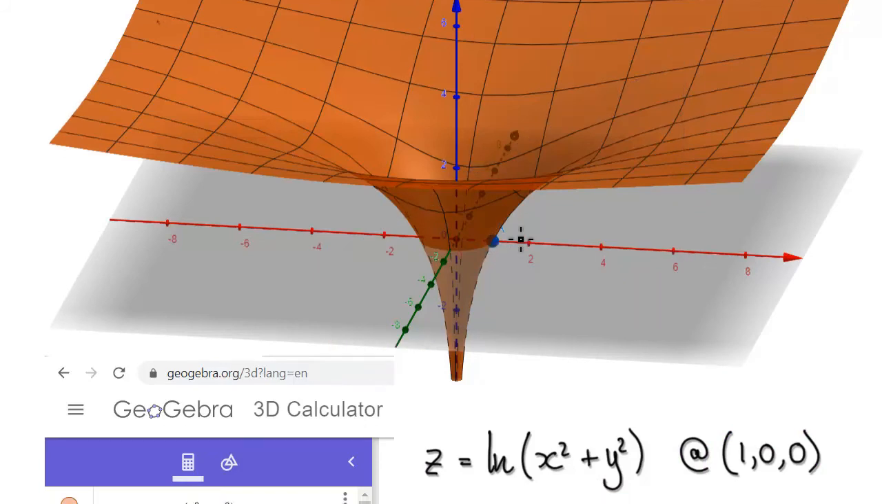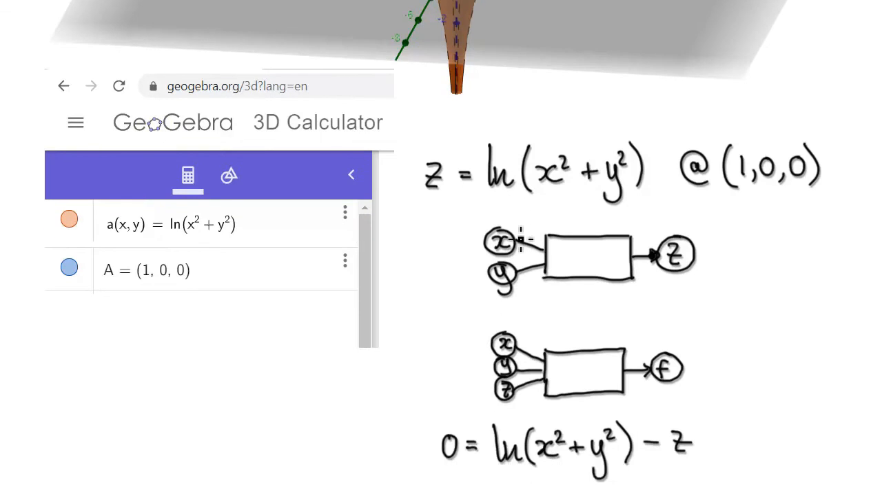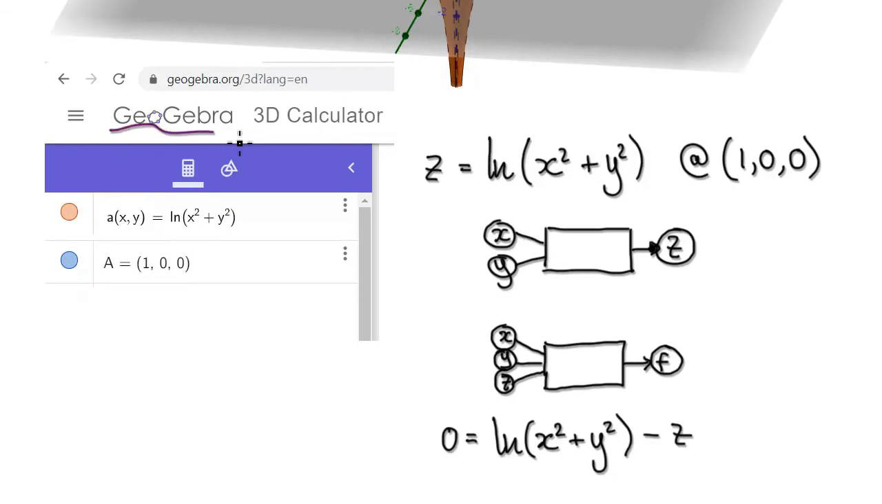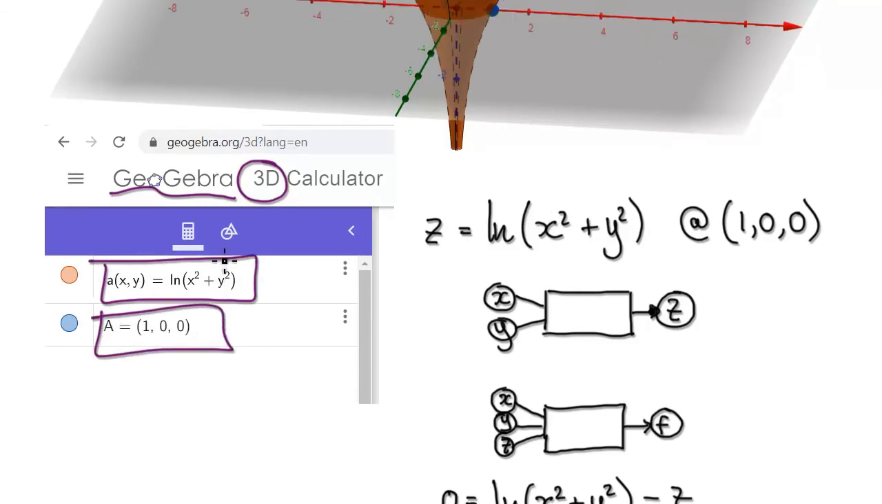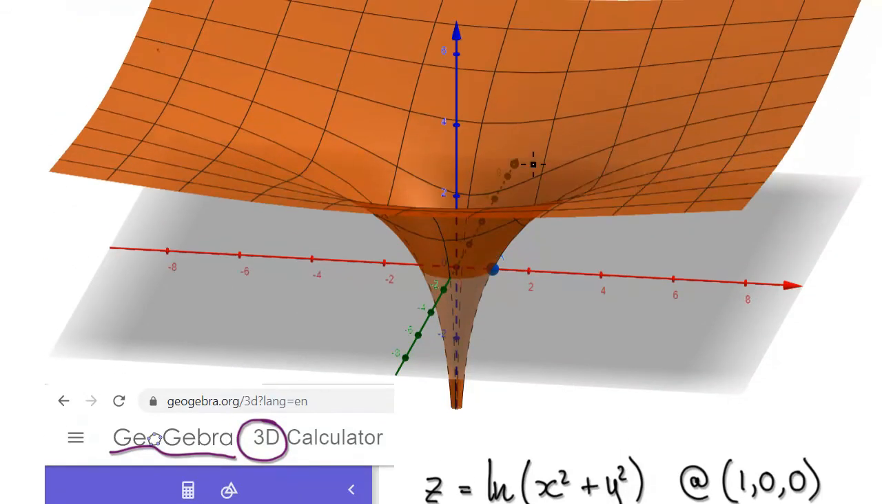So search this up in Google, type in GeoGebra and make sure it's in 3D. Punch in our surface and punch in our point. That will then give us this thing here.